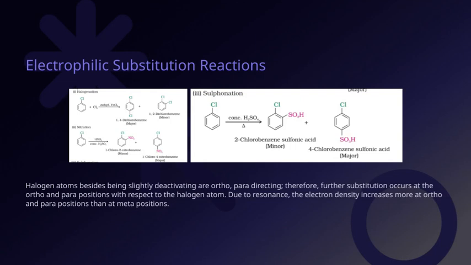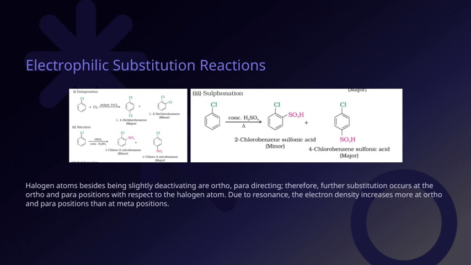Now, let's talk about halogen atoms and their influence on substitution reactions. Halogens, besides being slightly deactivating, actually direct substitution to specific positions on the aromatic ring. They tend to direct the incoming electrophile to the ortho and para positions relative to themselves. This is because, through resonance, the electron density is increased more at these positions compared to the meta positions. So, when a halogen is attached to the ring, it not only affects the reactivity, but also guides where new substituents are likely to attach.